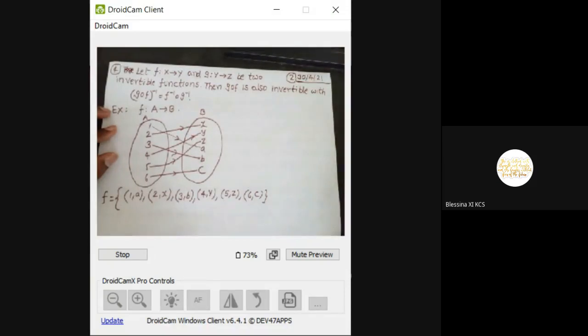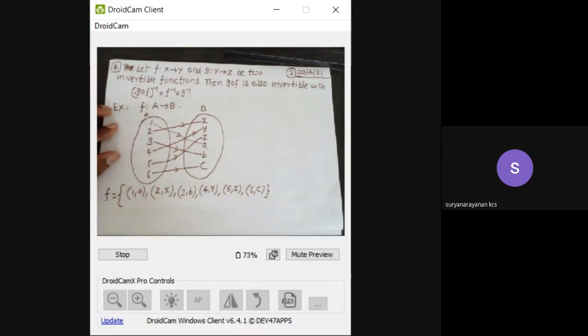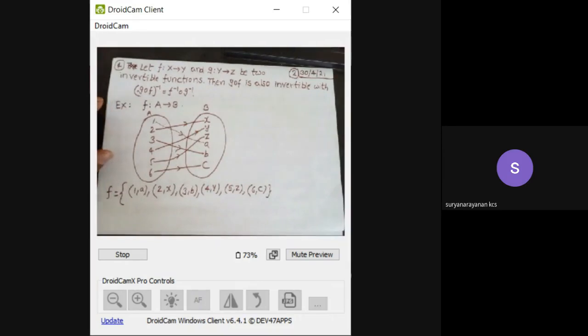It is a bijective function, sir. Why is it a bijective function? Because all the elements in the codomain have a pre-image in the domain, sir. What is that condition? If every element in the codomain has a pre-image, then which type of function do we say it is? Onto function, sir. Not bijective, onto.